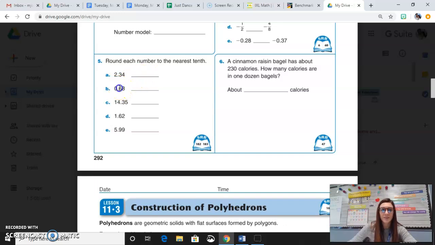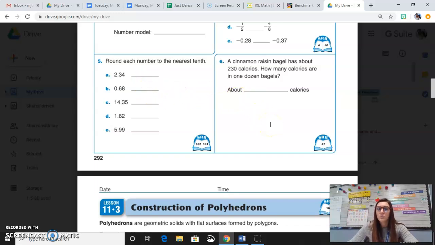The next one, my tenth spot, is my 6. So I'm going to write 0 point, and then it's either going to be 6 or rounded up to 7. So I'm going to look at my next number. Is it 5 or higher? Yes. So I'm going to round my 6 to a 7. So my answer here is going to be 0.7.